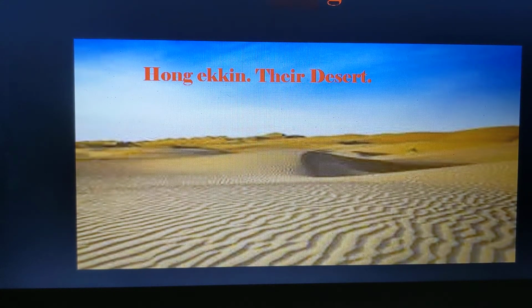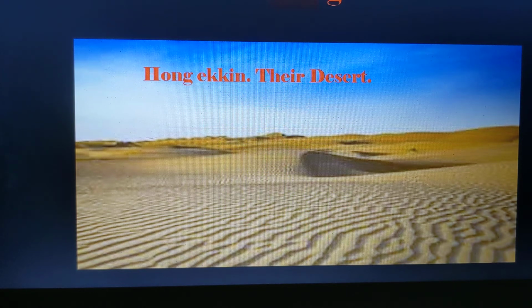Hang ekin means their desert. So the desert can belong to people, or it could just be a desert that doesn't belong to anyone. It's just a free desert, not belonging to anyone at all.